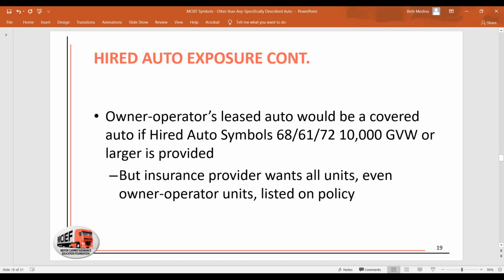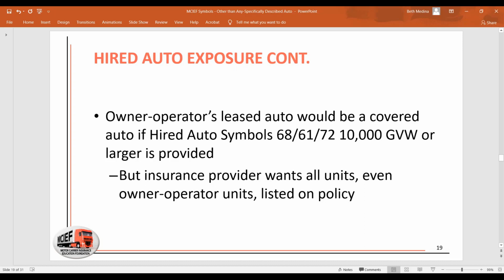Owner-operated leased autos would be a covered auto if hired auto symbol 68, 71, or 72 again or larger is provided. But the insurance provider wants all units, even owner-operator units, listed on a policy. This is a conflict we have here. The customers of our insureds require hired auto. The insurance carriers will provide hired auto coverage in addition to the specifically described autos, which would be 67. However, even though it's a covered auto there, the insurance carrier still wants those autos scheduled on the policy because they want to know about it up front.